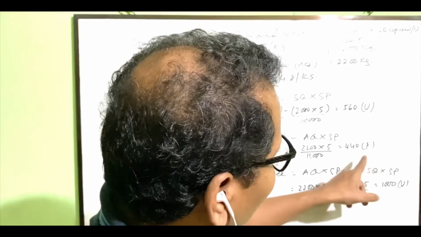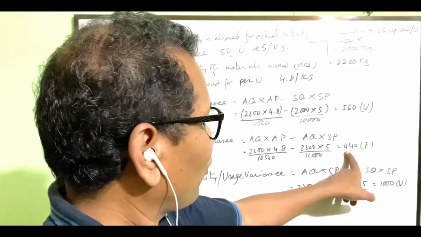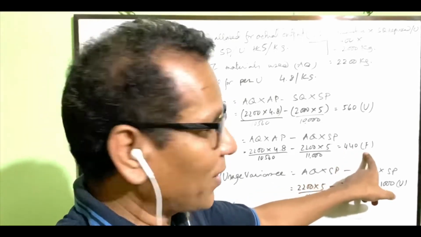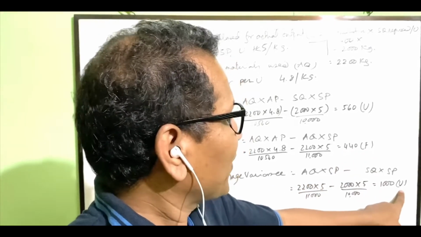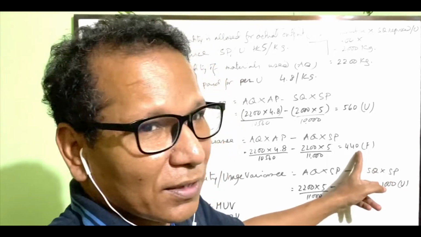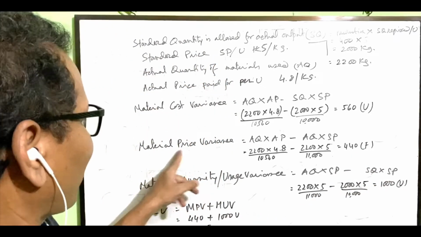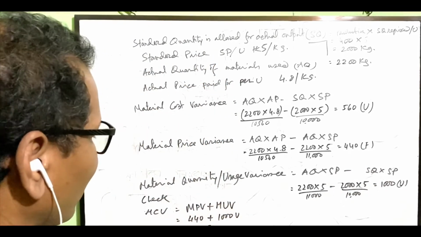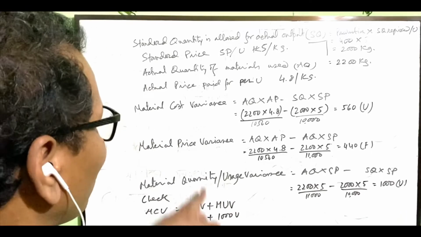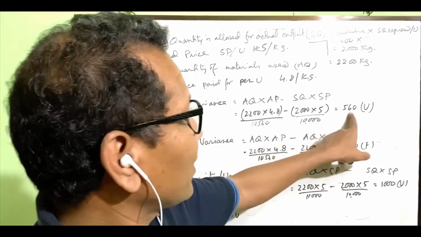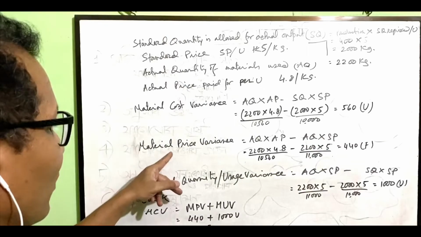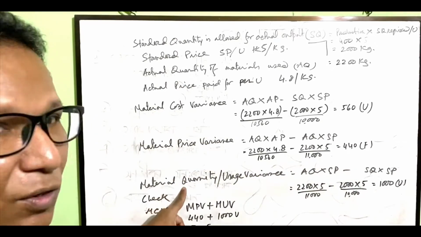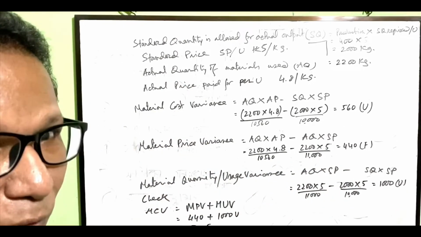Then the two variances: material price variance 440 is favorable variance and 1000 is unfavorable variance. The total of material price variance and quantity variance will be 560 variance. It is equal to material cost variance. Material cost variance here is 560. So material cost variance is the combination of the material price variance and material quantity variance. We see another problem.